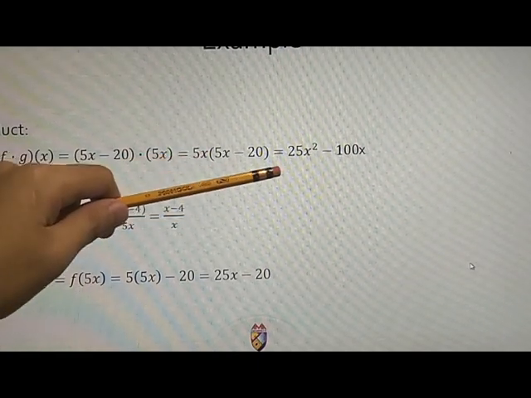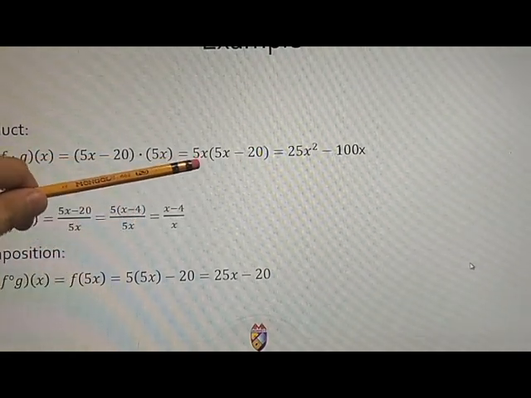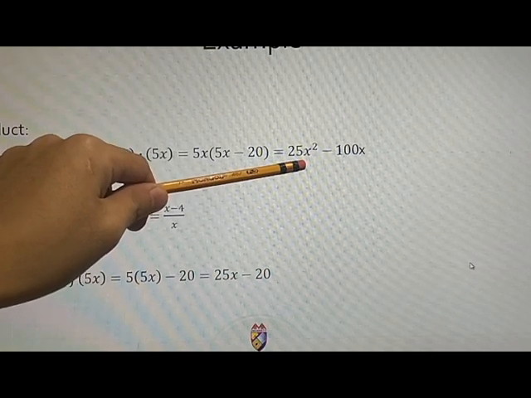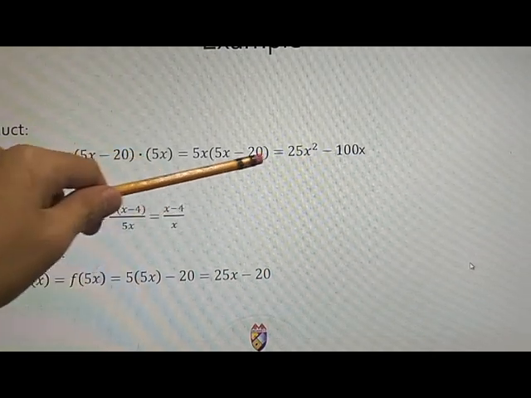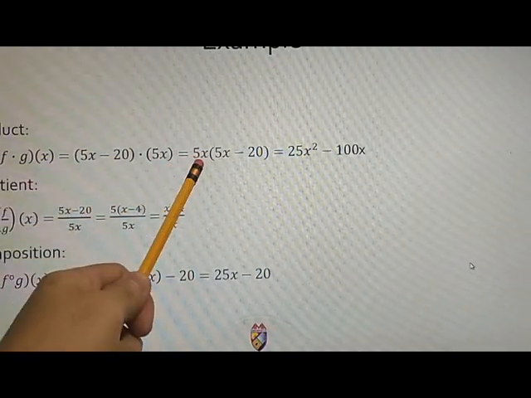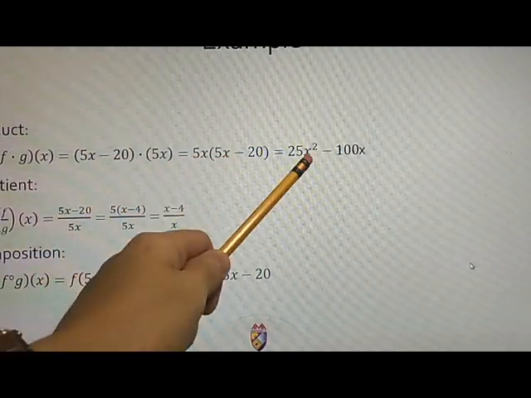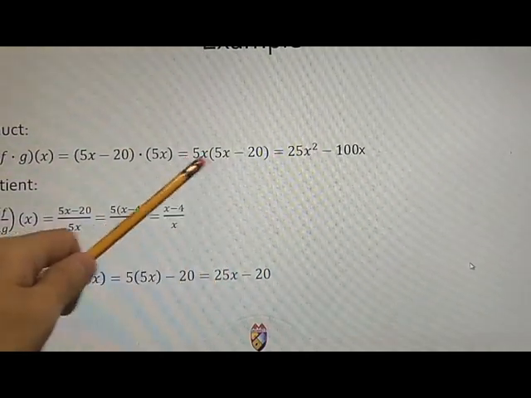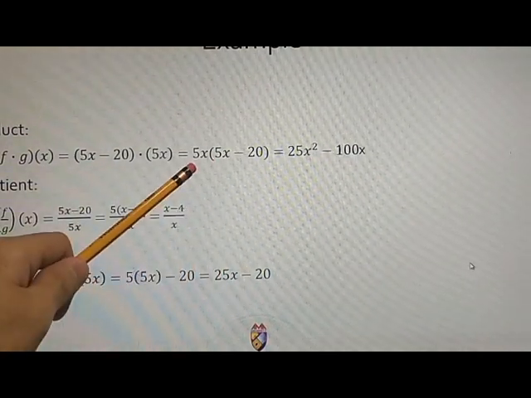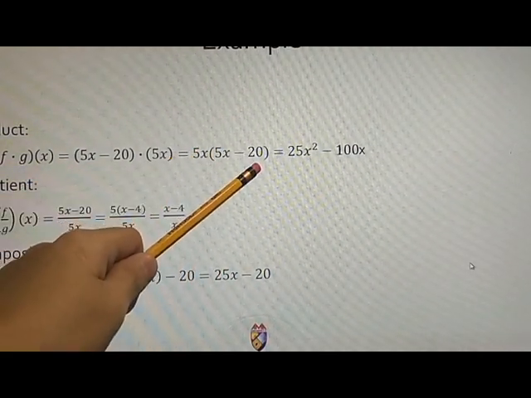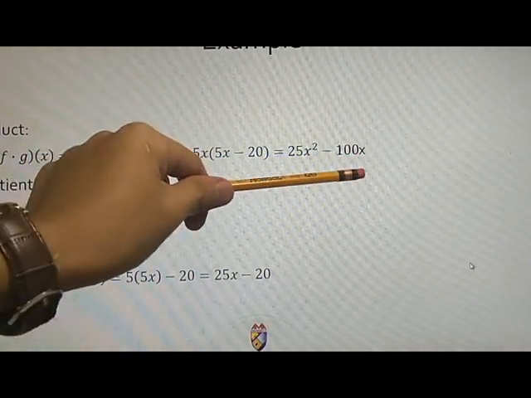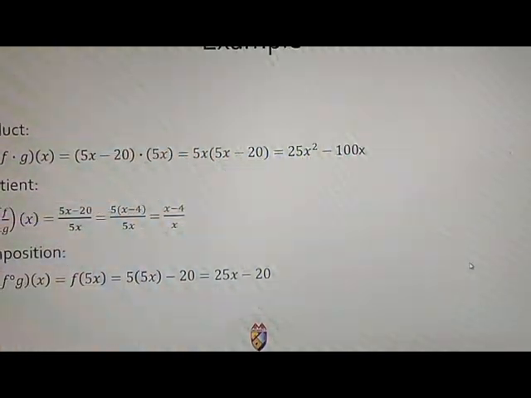Okay, so that would be equal to 5x times 5x is equal to 25x squared. Okay? So, since meron siyang variable na x, so magiging squared na yon. Okay, so 5 times 5 is 25, and then x times x is x squared. And then 5x times negative 20, so that would be negative 100 times x, or negative 100x. Okay, so simple as that.